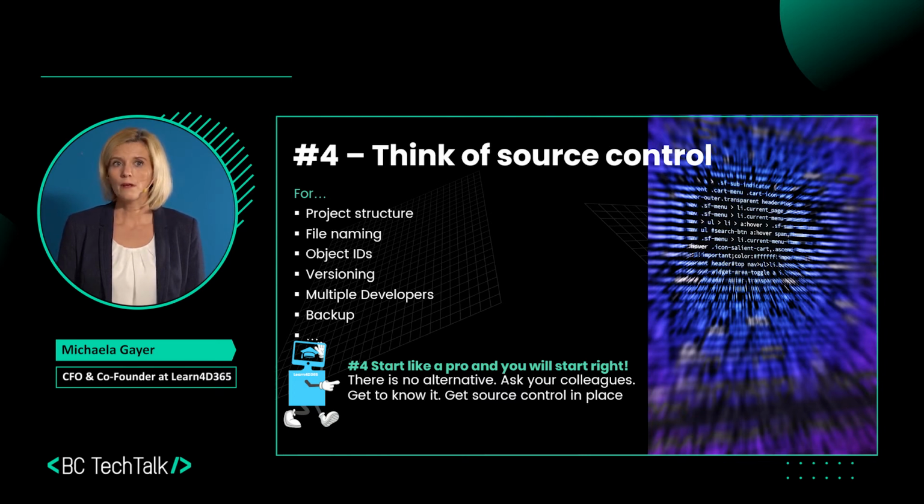What you should also think of is the project structure. How does a typical project look in my company? Do I have subfolders? How are my files named? What object IDs should I use? And also, should I develop just one app for my solution, or more than one app? And how should I divide my solution into these apps? These are all topics that you should think of. If there is already a structure within your company, you can use that. If not, you should talk to colleagues and start to develop a kind of source control.